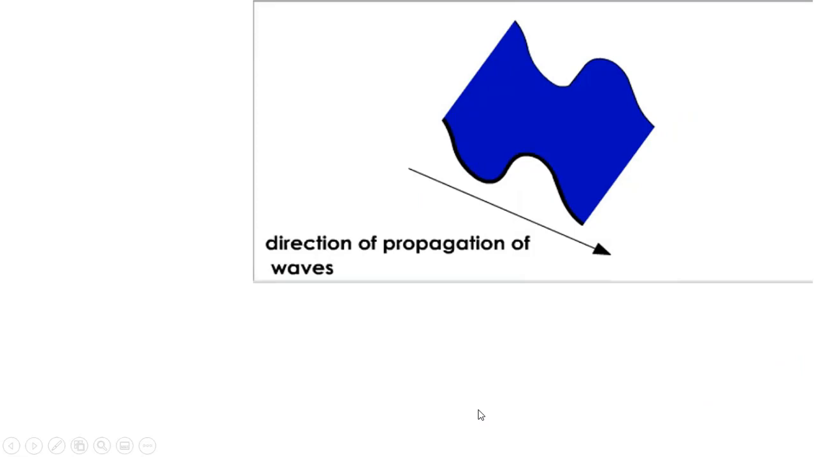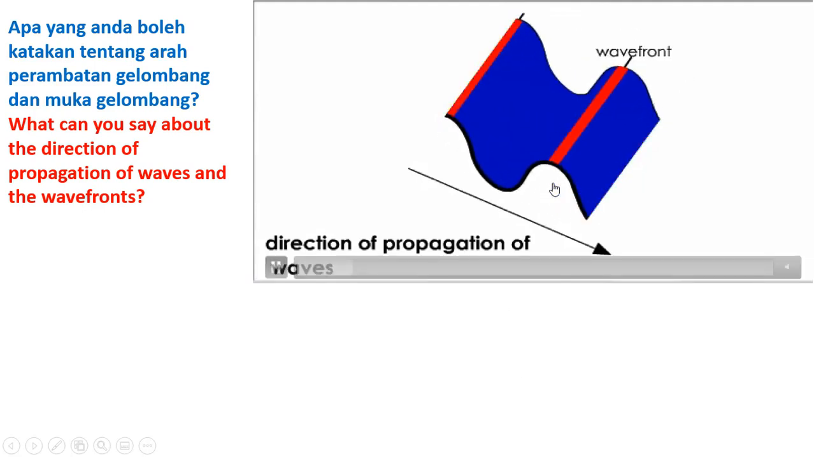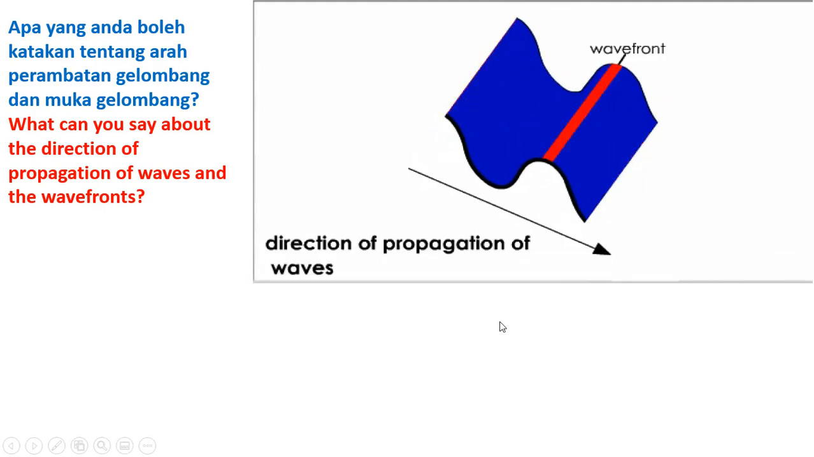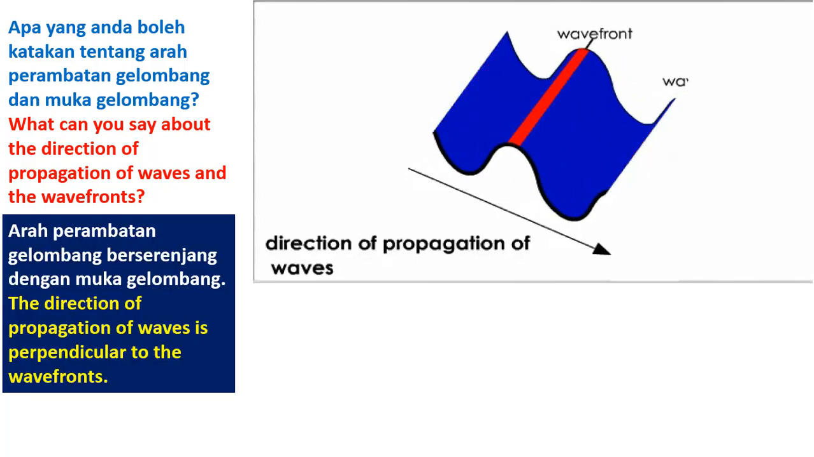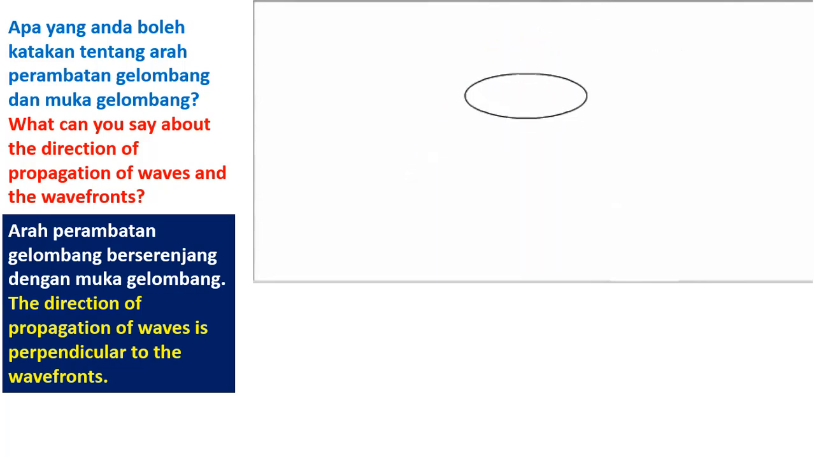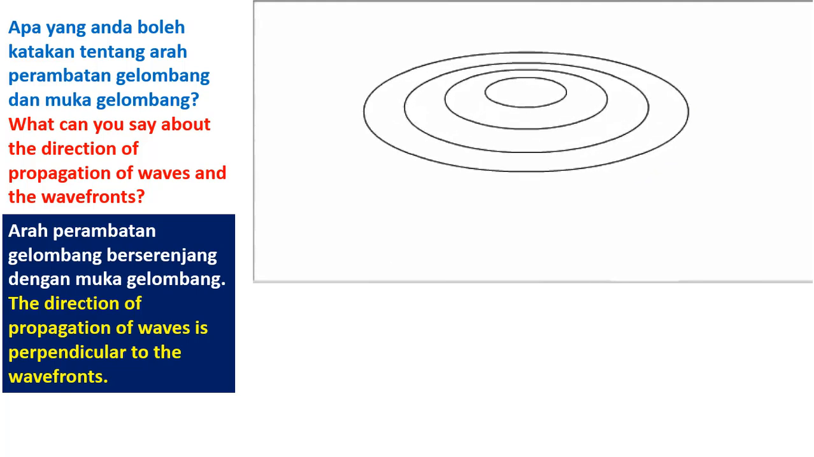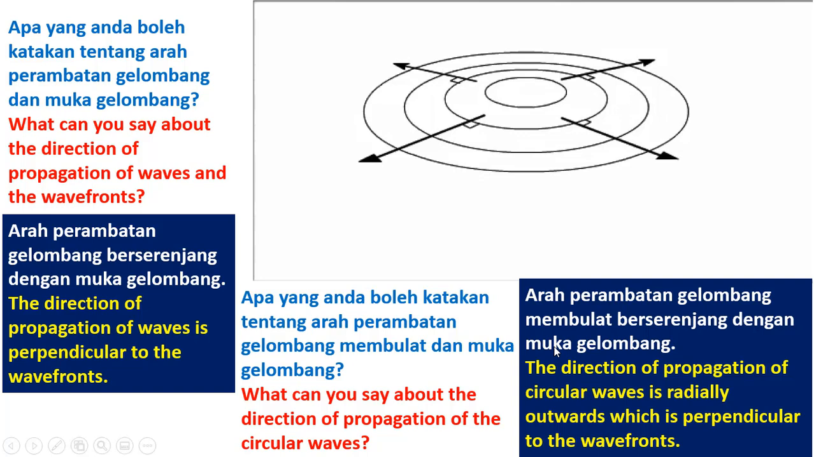Okay. Next, look at the direction of propagation of the wave and the wavefront. What can you say about the direction of propagation of wave and the wavefronts? So the direction of propagation of wave is perpendicular to the wavefronts. Now look at the circular wave. What can you say about the direction of propagation of the circular wave? The direction of propagation of the circular wave is radially outward, which is perpendicular to the wavefronts.